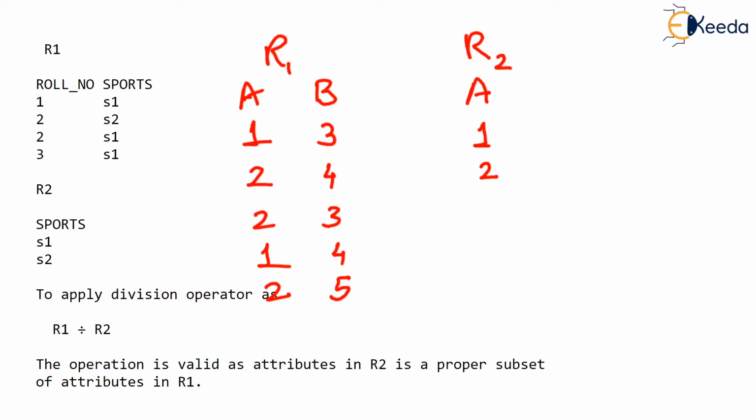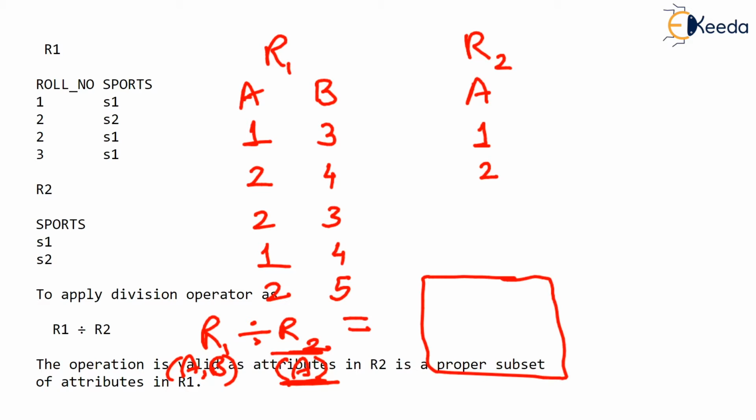R1 divides R2 is possible because R2 has only the A attribute and R1 has A comma B. So the denominator is a subset of the numerator. But then what will be the result in R1 divides R2? Yes, only B will be the result. Correct? Because the common column won't be shown and R1 divides R2 will contain the result as B.